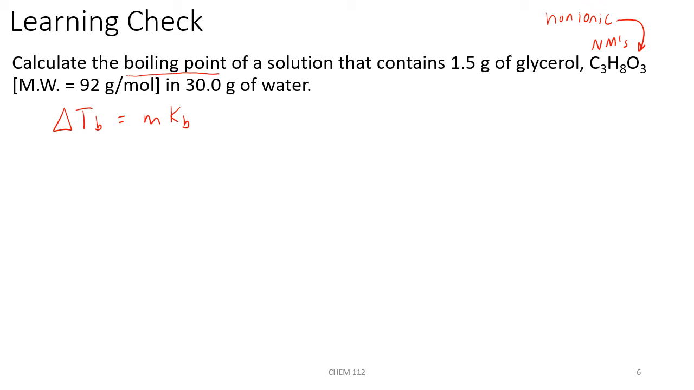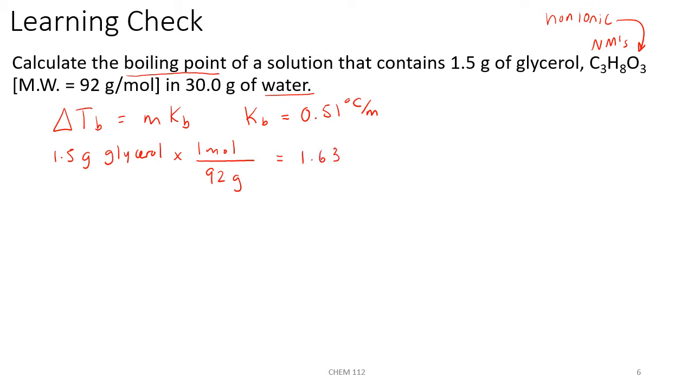First, we have to calculate the molality, and then since our solvent is water, the Kb, or the boiling point elevation constant for water, is 0.51 degrees C per molal. Let's convert our 1.5 grams of glycerol into moles. We know that the molar mass is 92 grams per mole. So that gives us 1.63 times 10 to the negative 2 moles of the glycerol. Calculating our molality, which is equal to the moles of solute per kilogram of solvent.